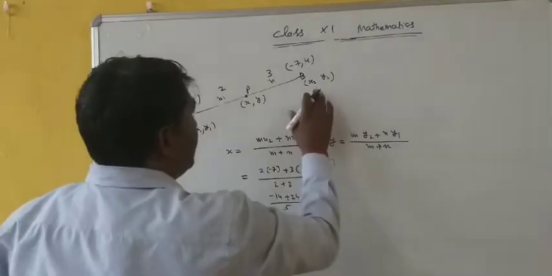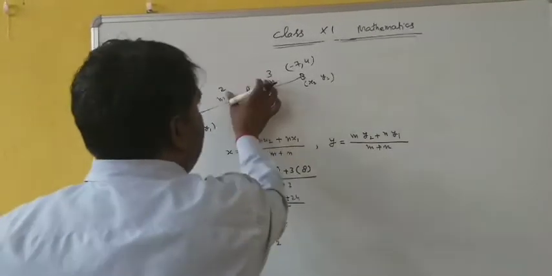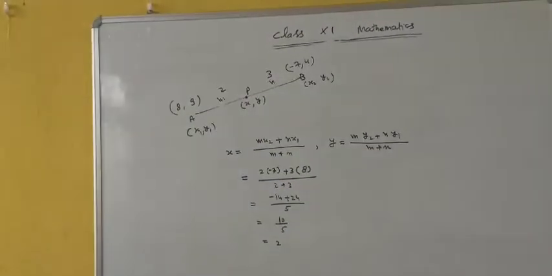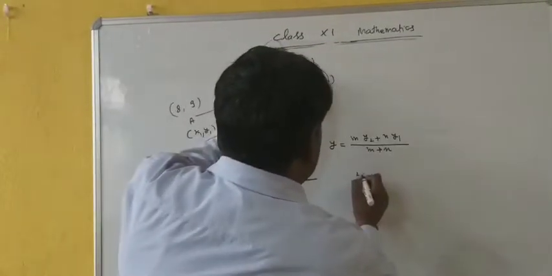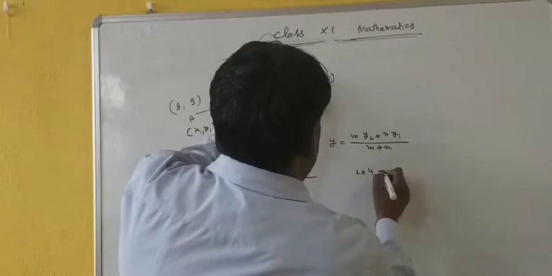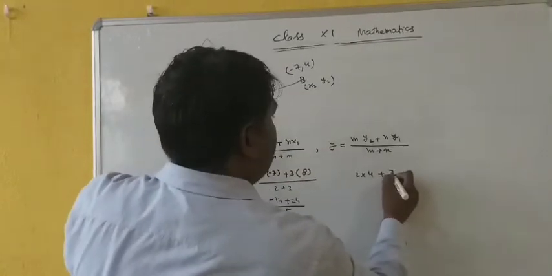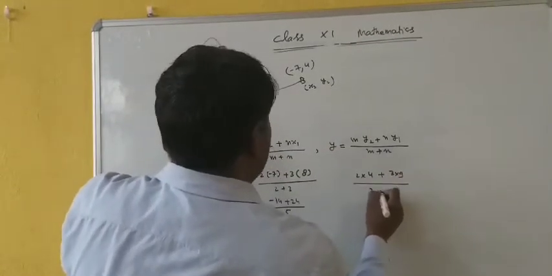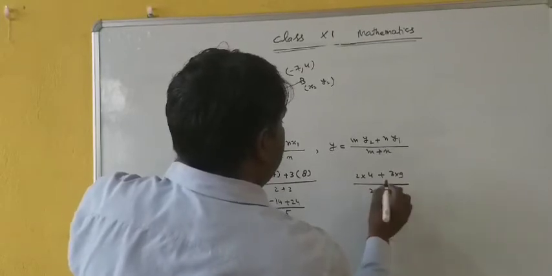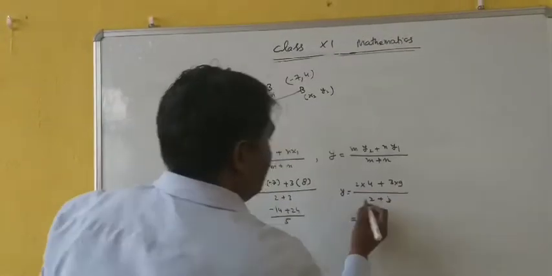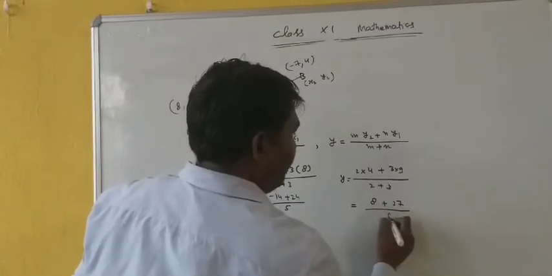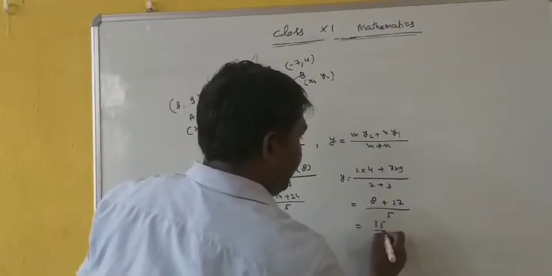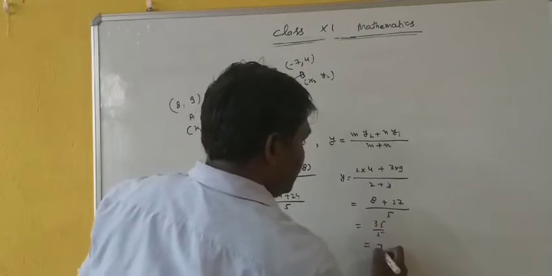Similarly, how will you find the y coordinate? For the y coordinate, these same ratios will be multiplied with y coordinates. So this 2 multiplied with this 4, 2 into 4, now plus this 3 into 9 upon 2 plus 3. This is your y coordinate. So 8 plus 27 upon 5, 35 by 5, means 7.